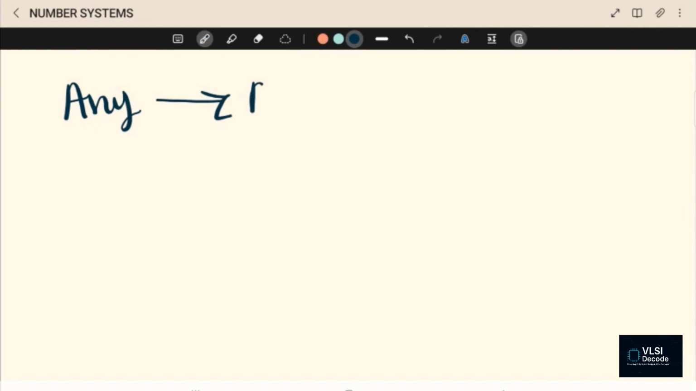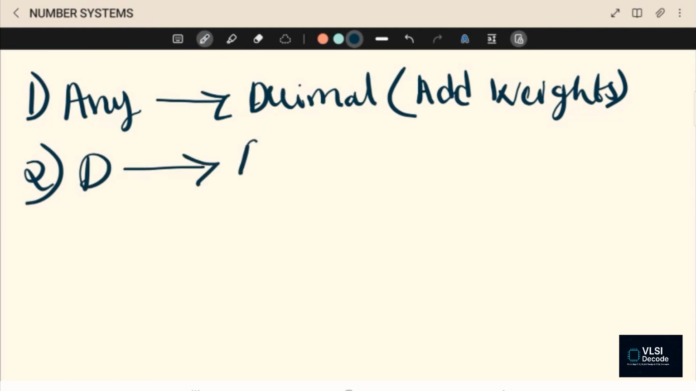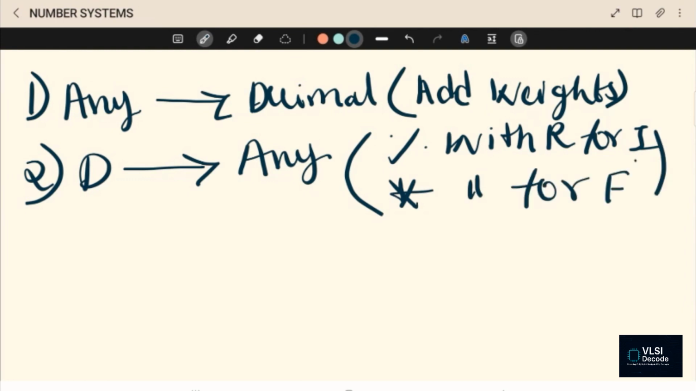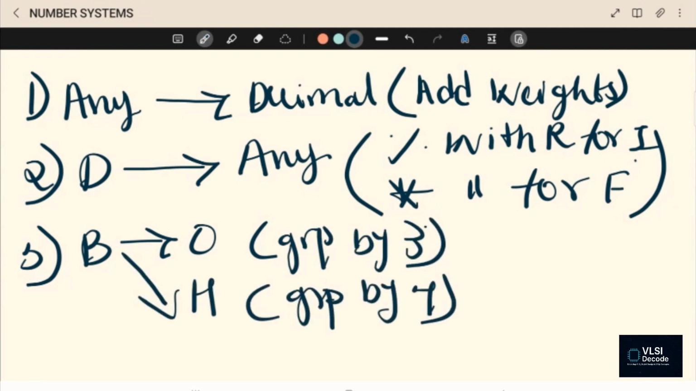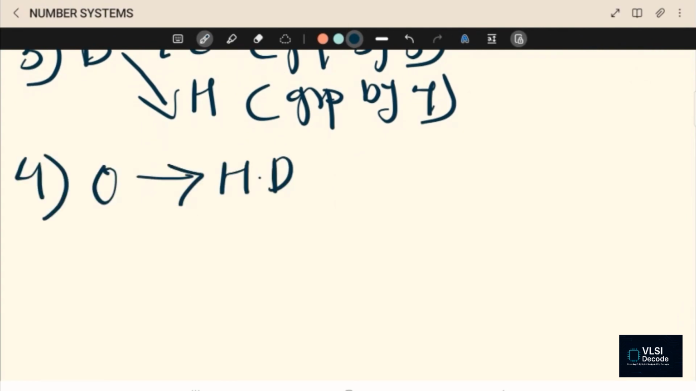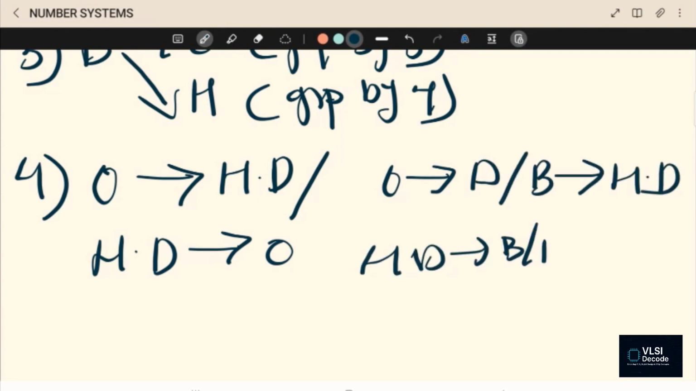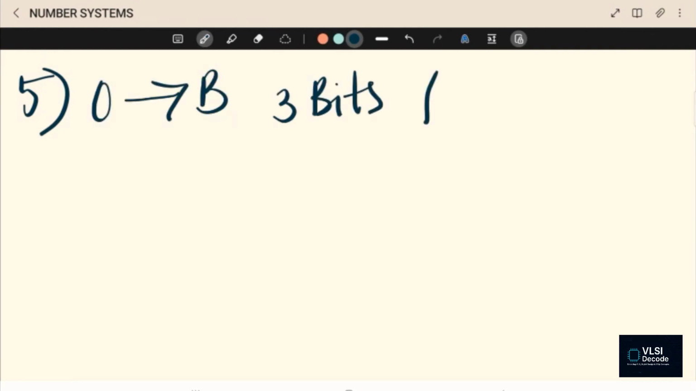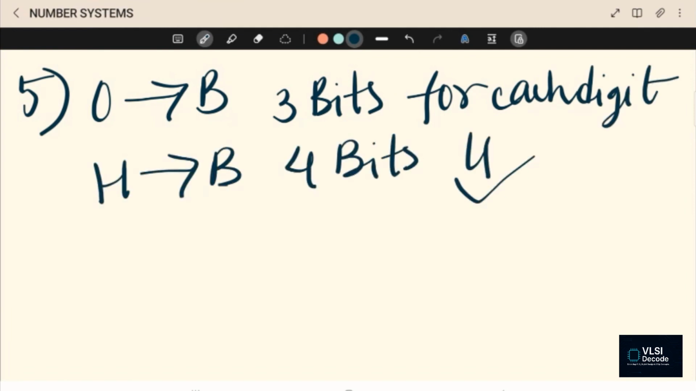We have to do the same for hexadecimal to octal also. Let's see. To convert any number into decimal form, you just have to add the weights, and for converting decimal to any number, you divide by r and multiply the fractional part by the given radix. For binary to octal, you group by 3. For hexadecimal, you group by 4. And to convert octal to hexadecimal, you first convert it into decimal or binary and then convert it into hexadecimal, and vice versa. So this is all about it, and the final one is octal to binary. You just write down the corresponding 3-bit representation, and for hexadecimal to binary the 4-bit representation.